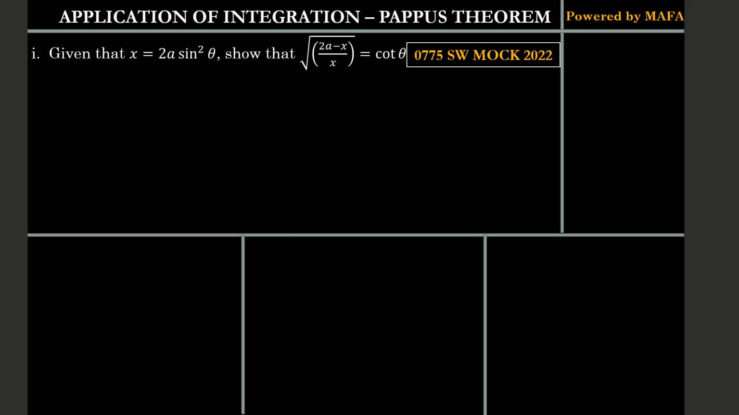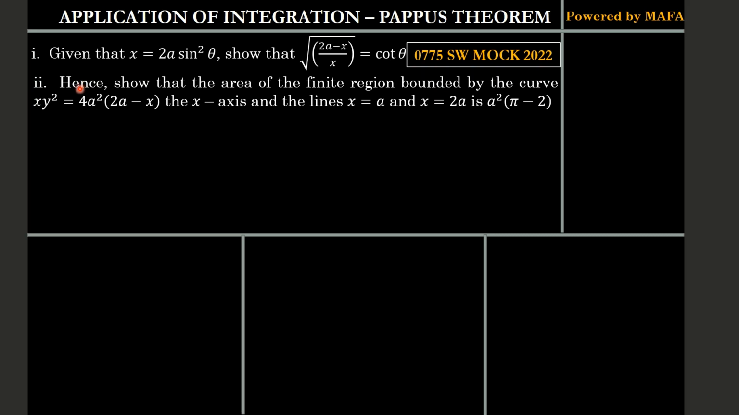Alright, so the question reads, Roman 1 says that you have x equal to 2a sine squared theta, and then we have to show that the square root of (2a minus x) all divided by x is equal to cot theta. Now Roman 2 says that hence you should show that the area of the finite region bounded by the curve xy squared equals 4a squared into (2a minus x), the x-axis and the lines x equal to a and x equal to 2a is a squared into (pi minus 2).